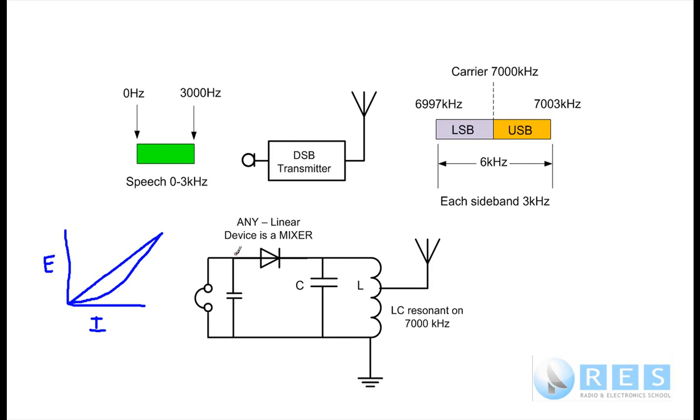For those of you that haven't recognized it, this is the schematic diagram of a crystal set. In the old days, they used to use a galena crystal for the non-linear device. These days, we use a germanium diode for the non-linear device. But the point is, it could be any non-linear device.